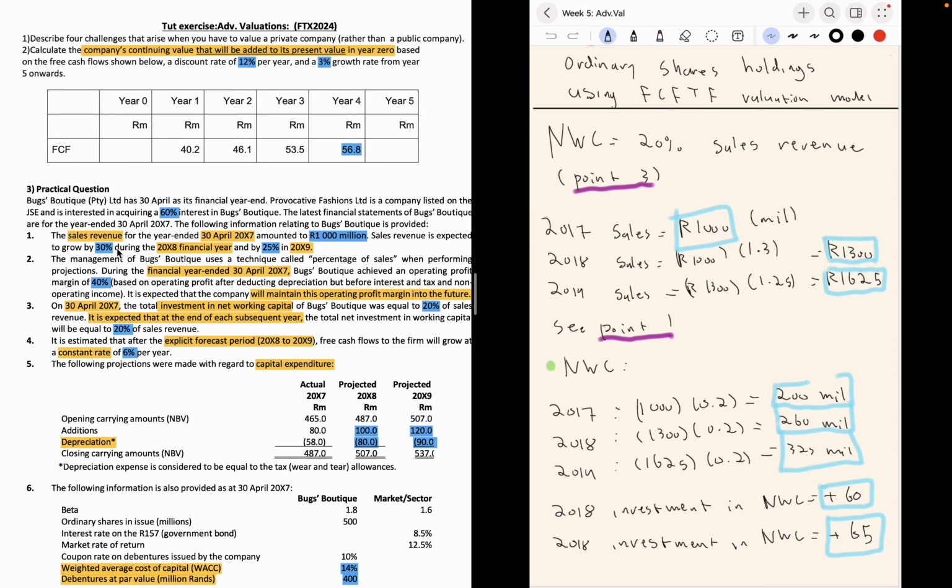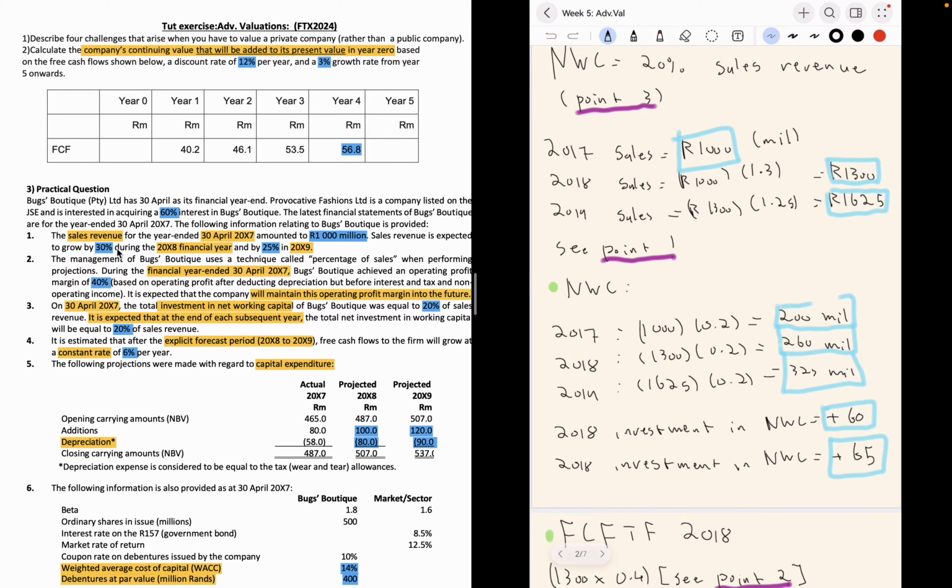So now how do we work out the net working capital? Just multiply by 0.2, 20%. So for 2017, it's 200 million. For 2018, it's 260 million. For 2019, it's 325 million. Maybe my handwriting is a bit unclear with that one, but yeah, it's 325 million.